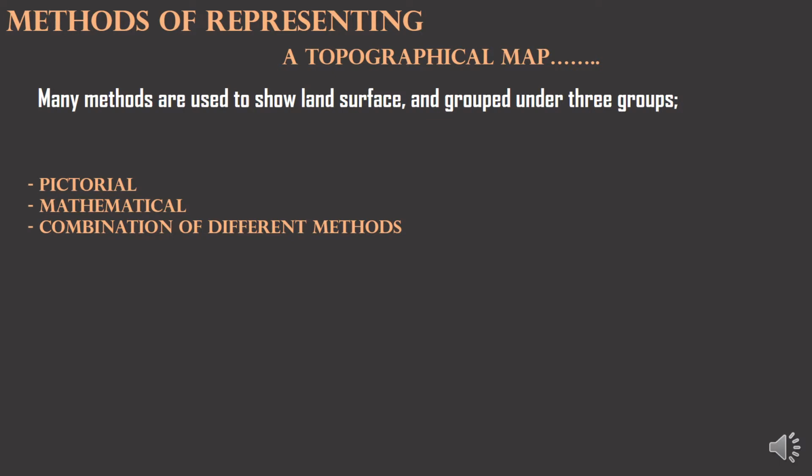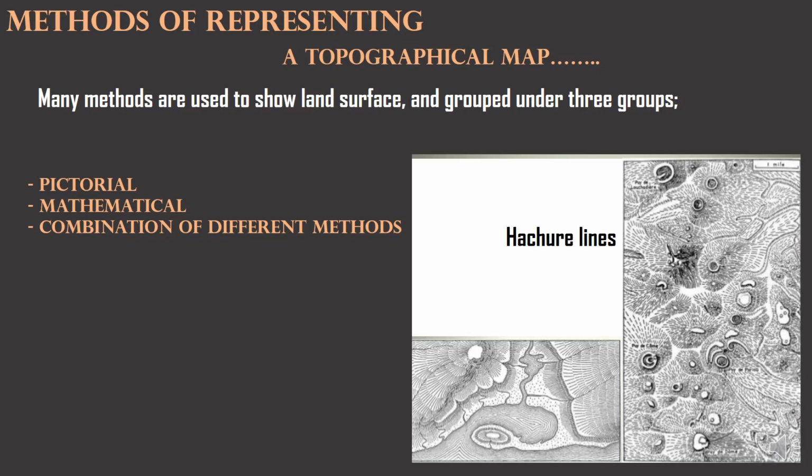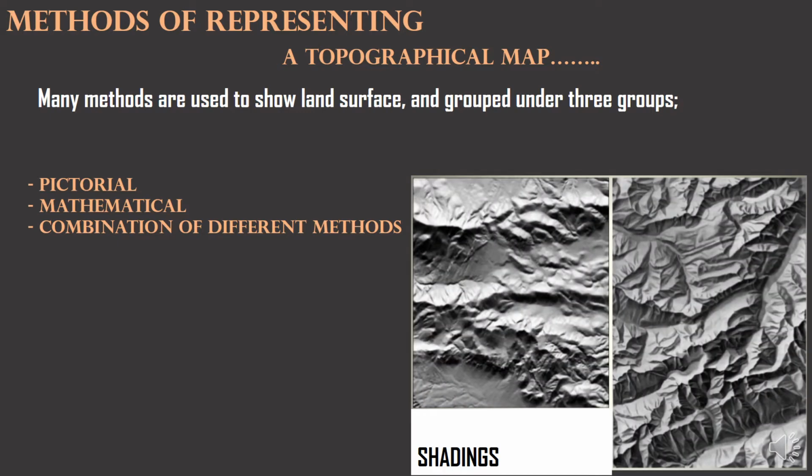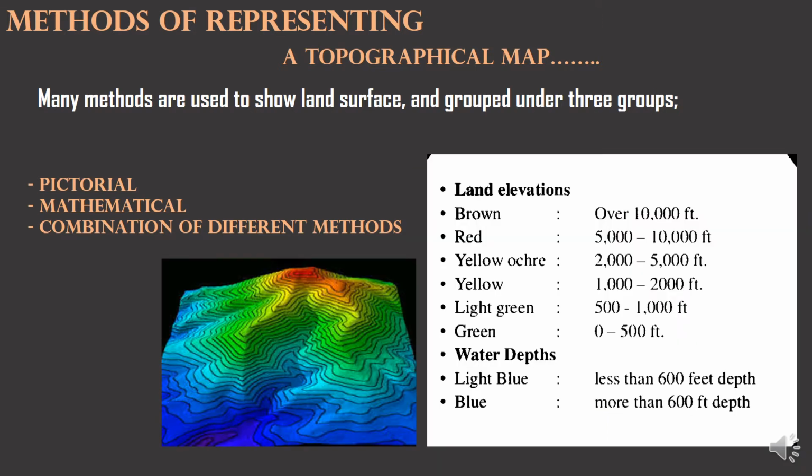Well, there are different methods to represent the data on a topographical map: the pictorial method, the mathematical method, or a combination method. We'll not go so deep into these points, but a brief about them. The hachure lines are one of the ways that represent the pictorial method, while making shadings is the other method. Another method is the mathematical one.